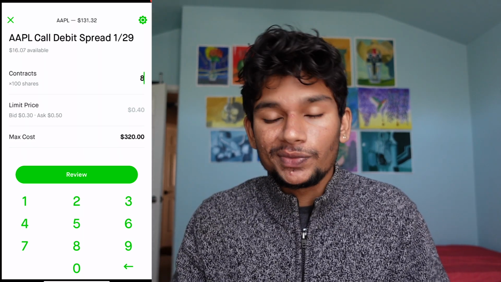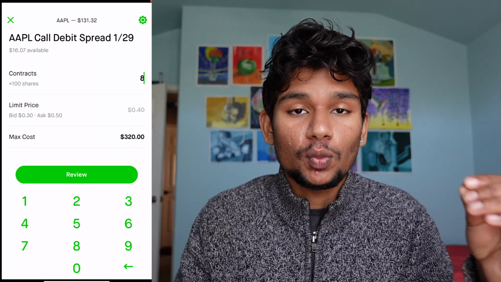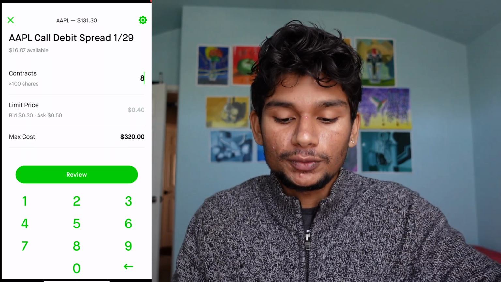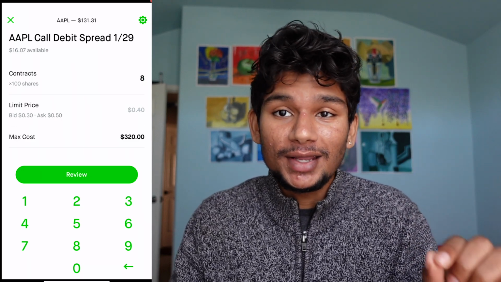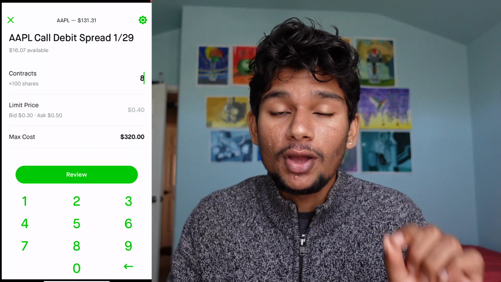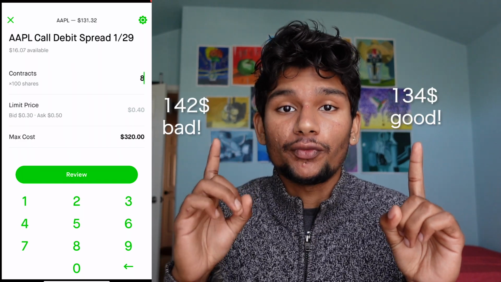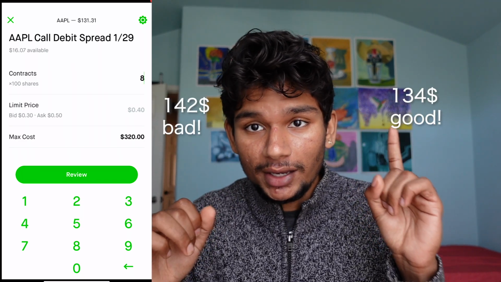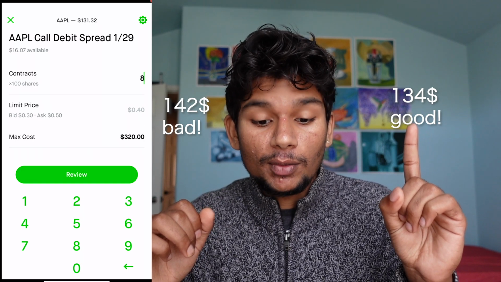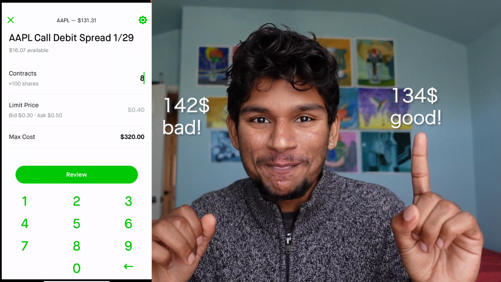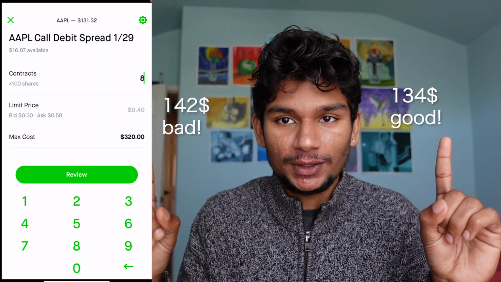This is the same amount that you're paying for that one contract that you paid, that is 132 to 142. And the reason you want to do this is because the likelihood and the chances of Apple hitting 134 on Jan 29th is higher than it hitting 142. Okay, so it's higher for Apple to hit 134 on Jan 29th than it is to hit 142 on Jan 29th.